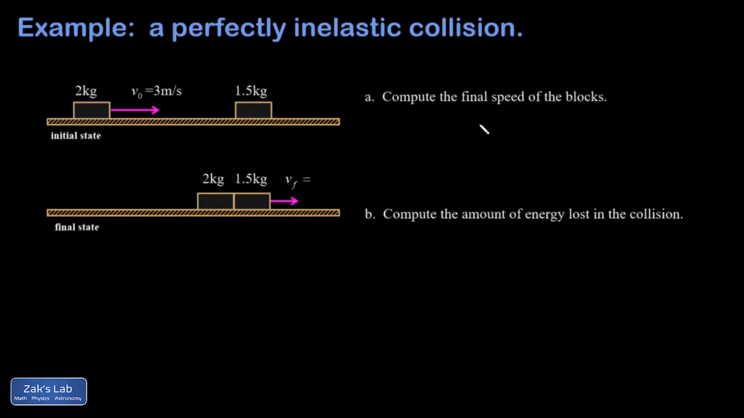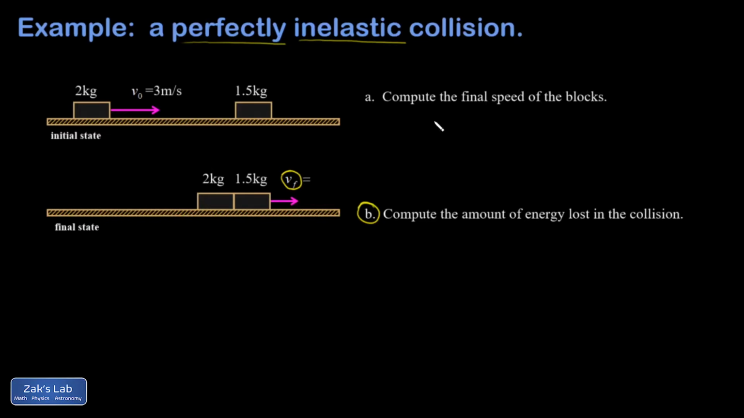Let's look at an example of a perfectly inelastic collision. What this means is that the two colliding objects actually stick together and move with a common velocity at the end of the problem. One of the interesting things about inelastic collisions is that you will always see that there's some energy missing by the end of the collision. So we're going to actually calculate that in addition to getting the final velocity.